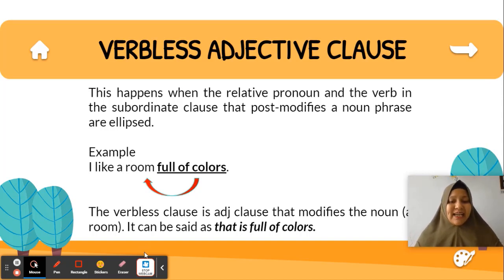The verbless clause is an adjective clause that modifies the noun, in this case, a room. It can be said as that is full of colors. So a complete sentence would be I like a room that is full of colors, and it is acceptable to omit the that is.